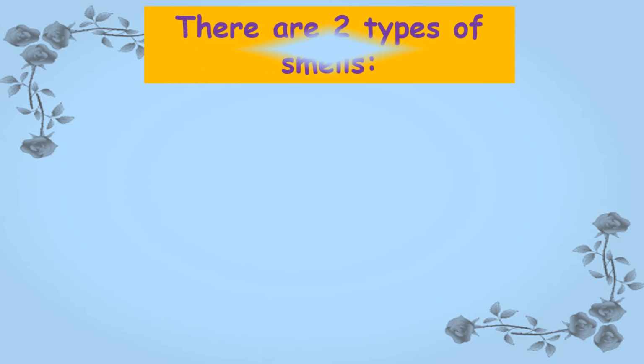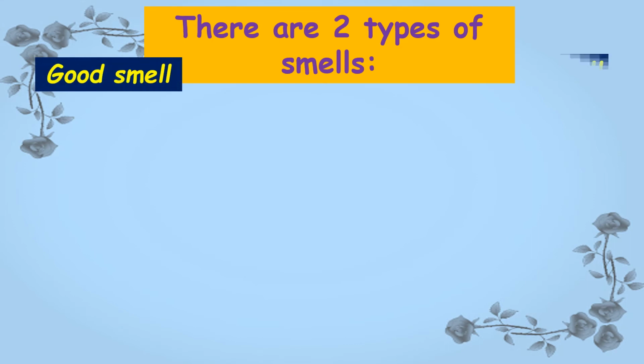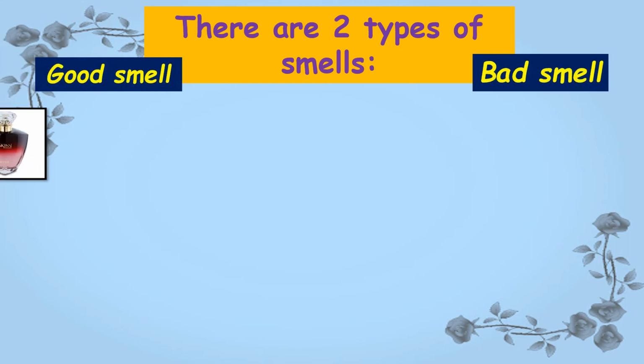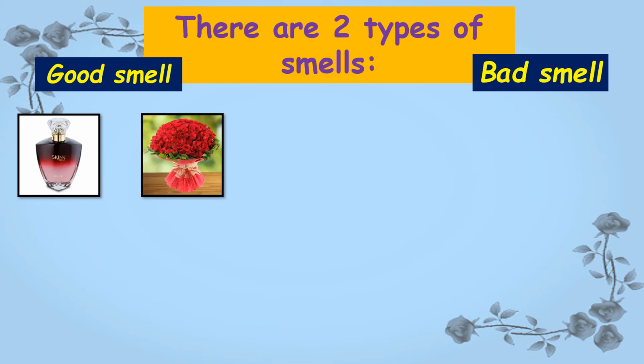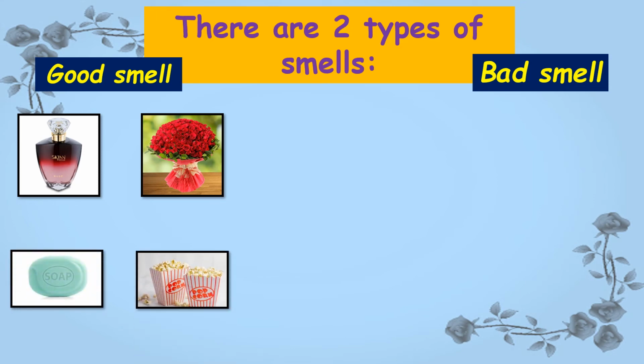Okay, children. So now let's talk about two types of smells, good smell and bad smell. In good smell, we can see a perfume, right? So do you have a perfume at home? Can you see if you can smell it good or bad? Flowers, soap, popcorn, and there are so many things which smell good, right?